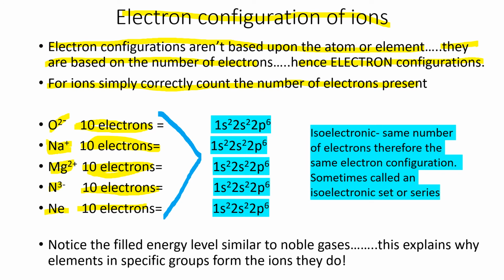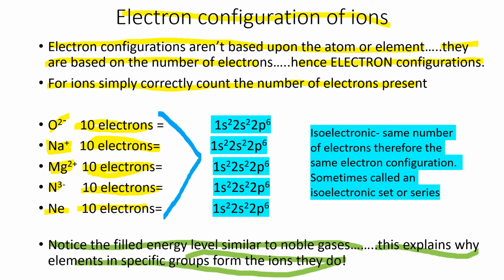Another thing I want to point out on this is notice the filled energy level, similar to noble gases. What do I mean by filled energy level? That means everything's filled up. If I were to put another electron onto any of these, I'd then be in the third energy level. Think about this. These ions, O2 minus, Na plus, Mg2 plus, N3 minus, all made ions of the charge that gave them that filled energy level. That's why things in the specific groups form the ions they do.